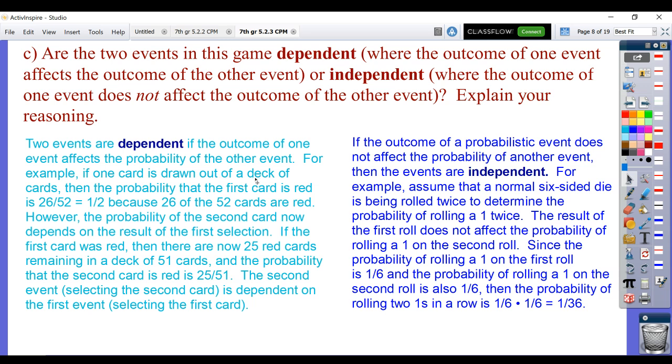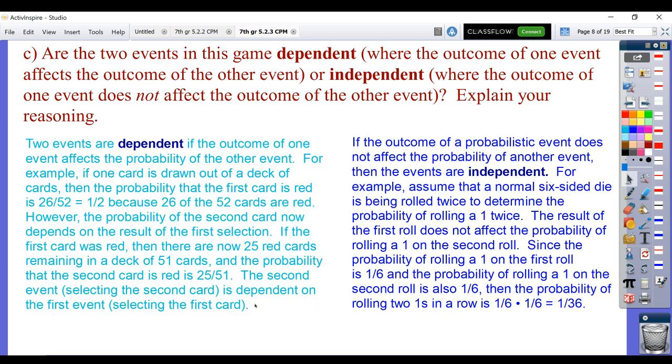For example, if one card is drawn out of a deck of cards, then the probability the first card is red is 26 out of 52, or half, because 26 of the 52 cards are red. But if you don't replace that card, the probability of the second card now depends on the result of the first selection. So if the first card was red, now there's only 25 red cards remaining, and the deck only has 51 cards in it. So the probability of a second card being red is 25 over 51. The second event, selecting the second card, depends on the first.